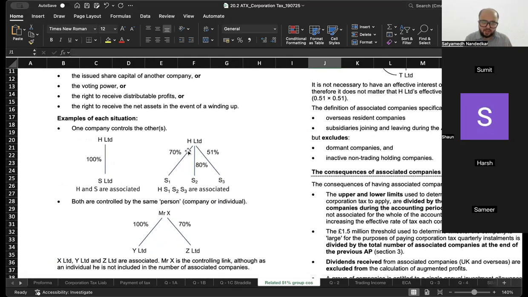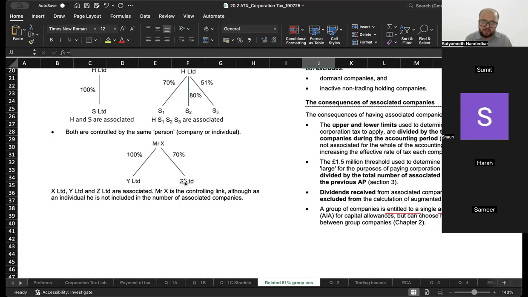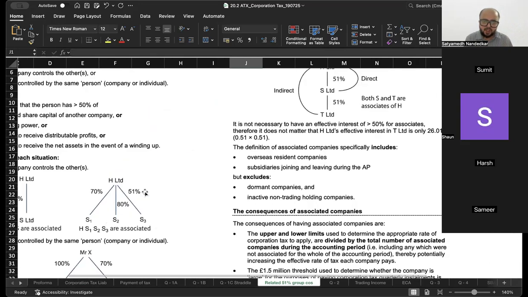H and S are associated. H, S1, S2, S3 are associated. Mr. X controls Y Limited and Z Limited. Again, these are associated companies.